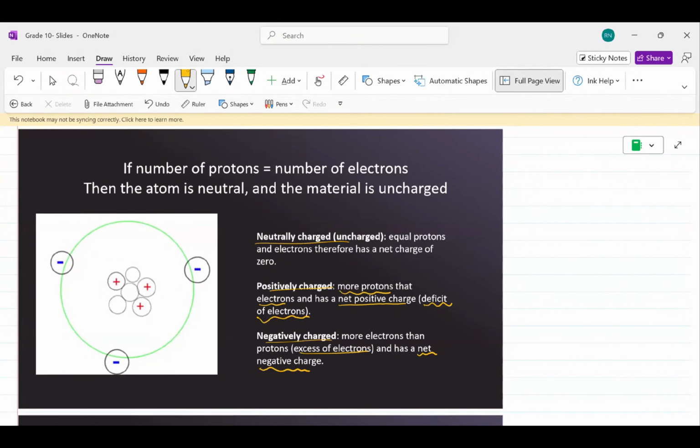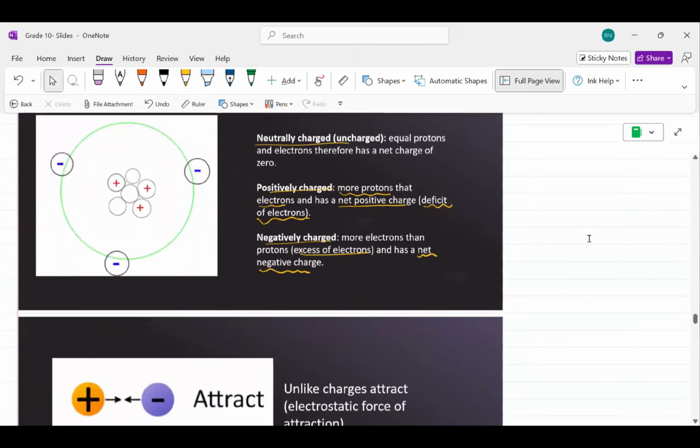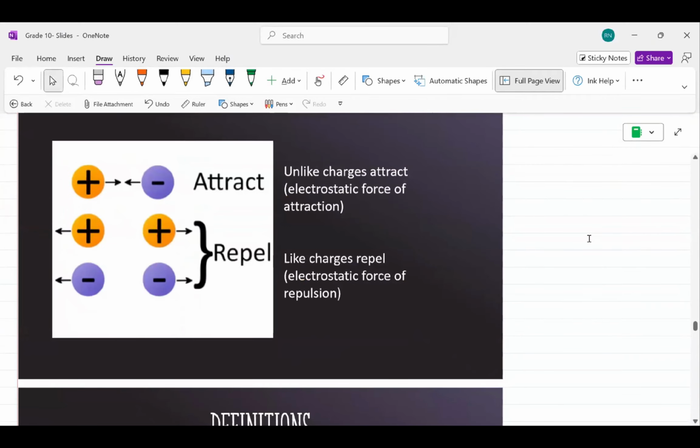So neutral means that we have the same number of electrons and protons. Positively charged means that we have fewer electrons than protons. And negatively charged means we have more electrons than we have protons. This one is simple. I think we've been doing it since grade 7: like charges repel each other. So if we have two positively charged particles coming close to each other, they'll repel from each other. So they'll try and move away from each other.